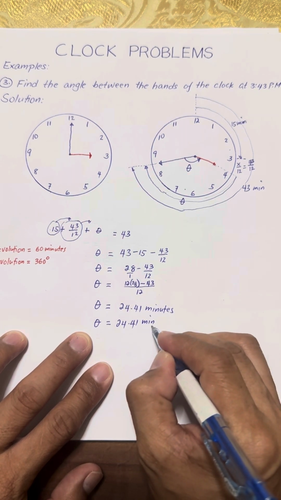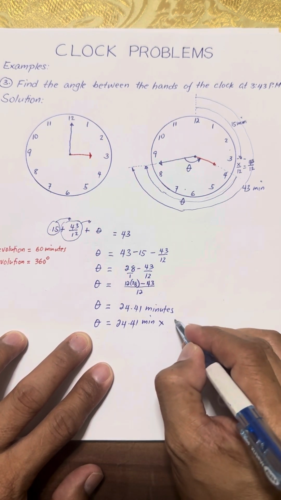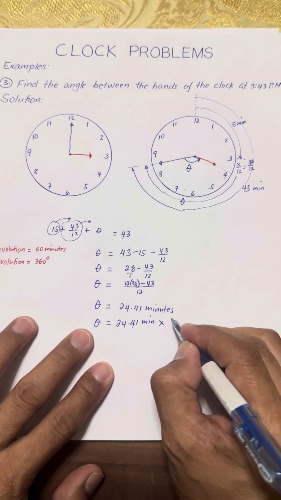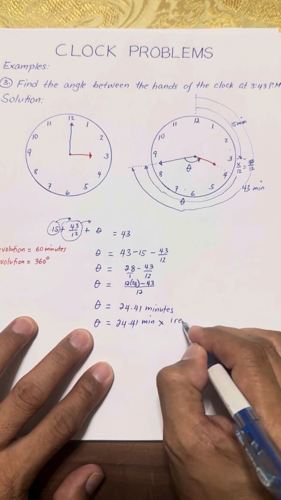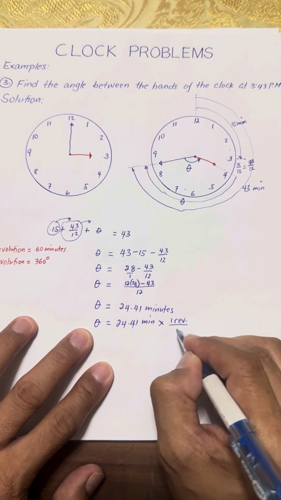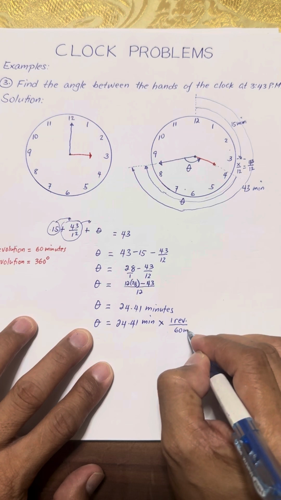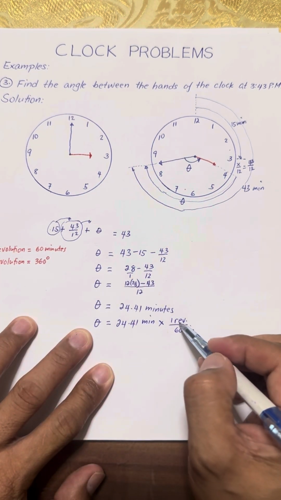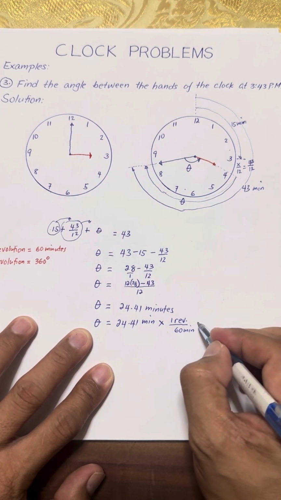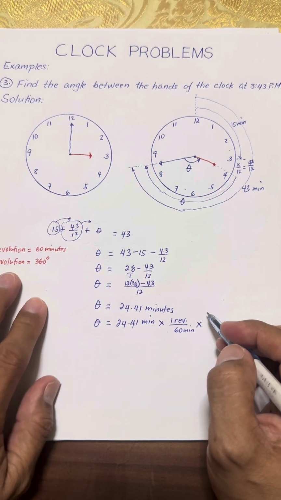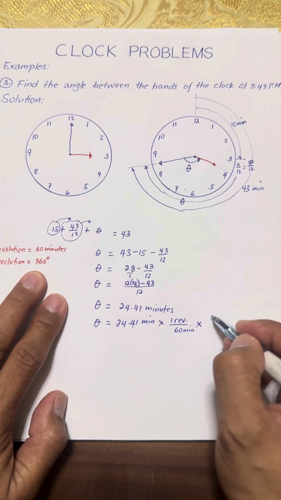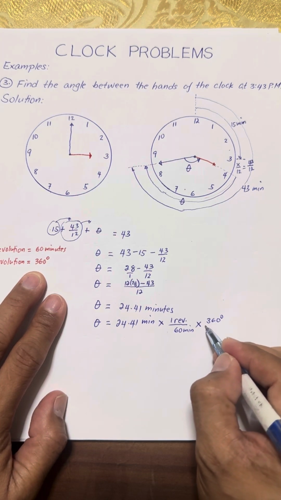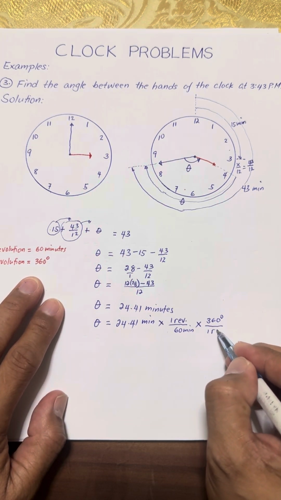I'll just abbreviate minutes to min. Just multiply this by 1 revolution, which I'll abbreviate as rev, divided by 60 minutes. So that is what is meant by 1 revolution is equal to 60 minutes. Then multiply this by another fraction: 360 degrees divided by 1 revolution.